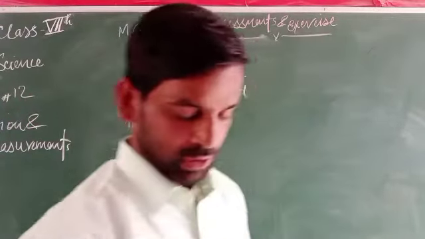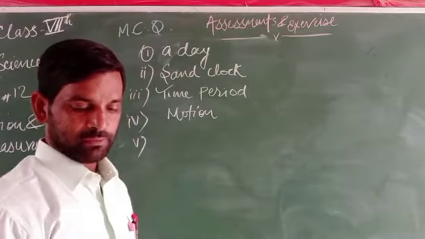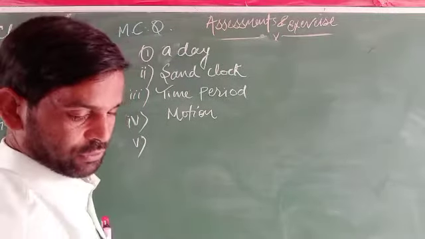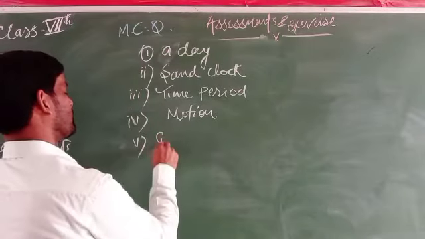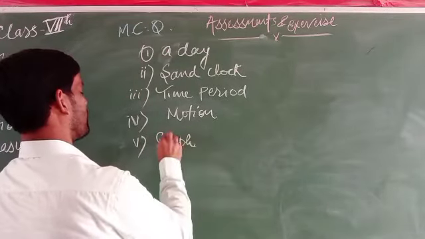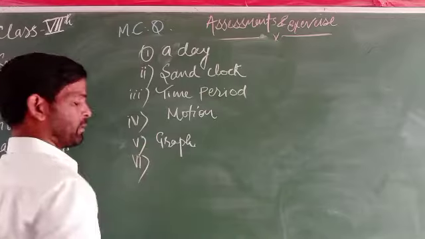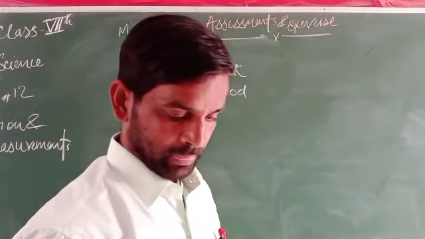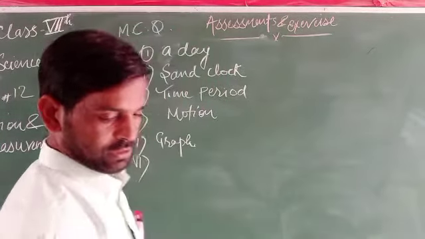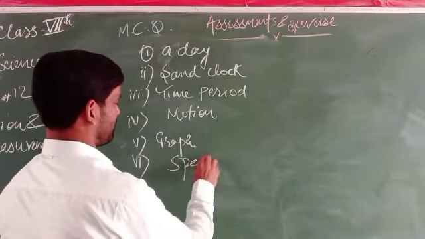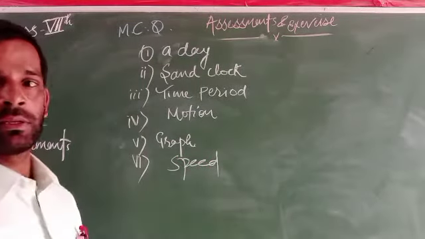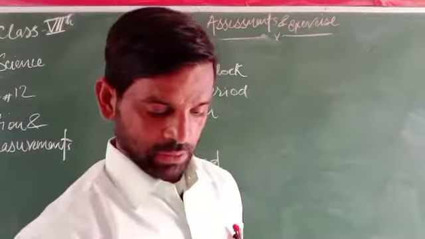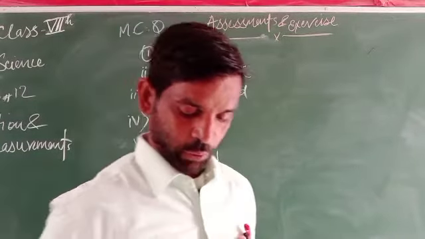Pictorial representation of numerical data in the form of rectangles of uniform width is called a graph. Sixth, distance covered in unit time is speed. This is all about one word answers. Now we'll have to move on to match the following.